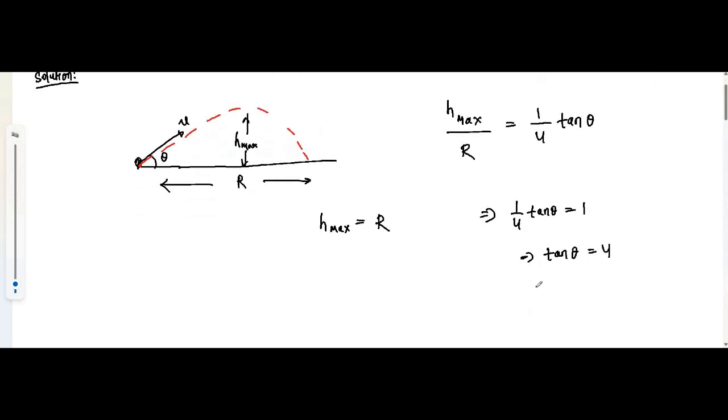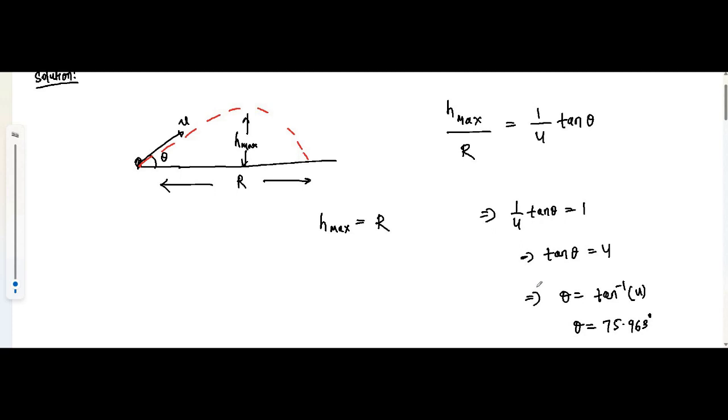That implies theta is equal to tan inverse of 4, which is equal to how much? It is coming around 75.963 degrees. 75.963 degrees. This is the angle.